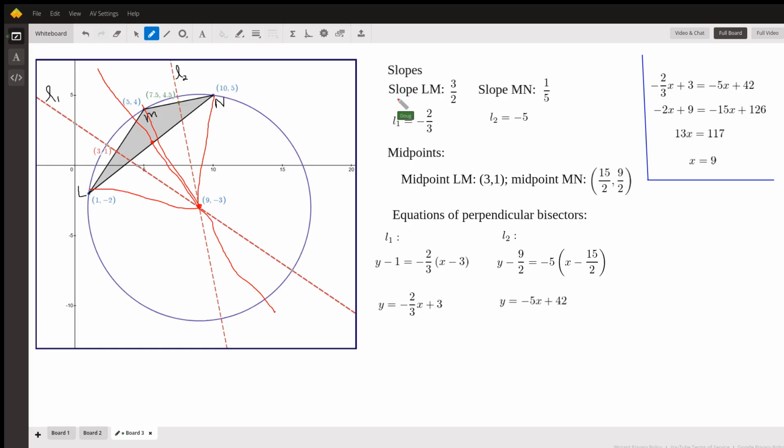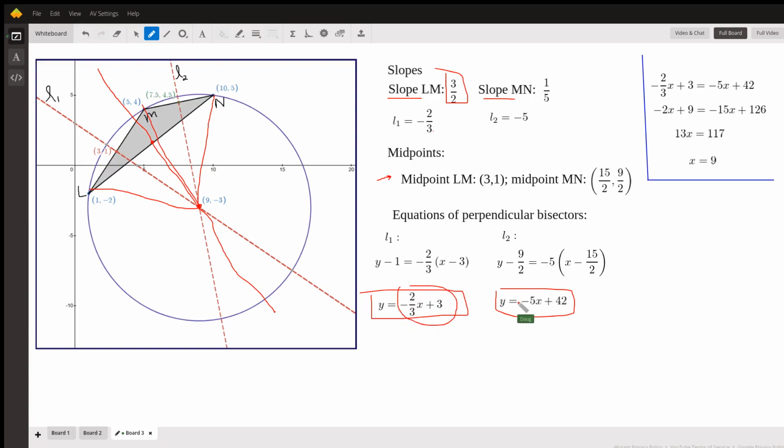So if you find the slope of LM, then the slope of the perpendicular to LM is the negative reciprocal, negative 2/3. The slope of MN is 1/5, so the slope of the perpendicular is negative 5. If you find the midpoints of each of those segments, then you can write the equations of the perpendicular bisectors. Use point-slope, convert to slope-intercept, and set these equations equal to each other.